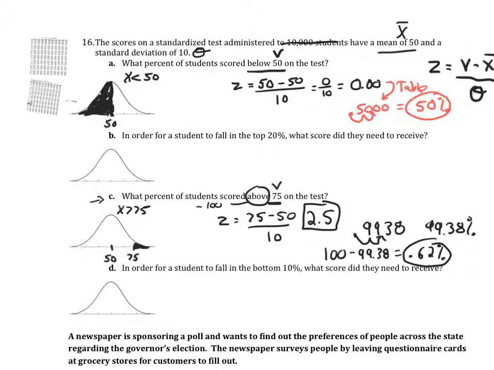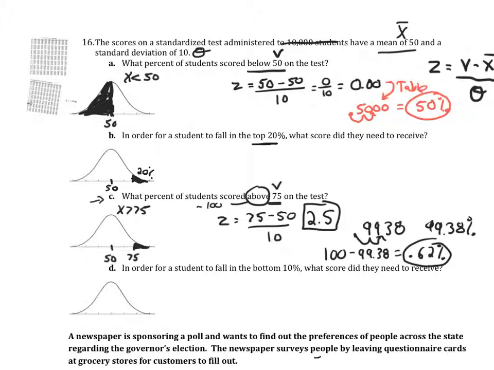All right, let's look at the second type of problem that you have. Now these ones, it says for B, let's go to B. It says, in order for a student to fall in the top 20%, what is the score? So this time they give you a percent. So let's do our bell curve. We're still going to put a 50 in the middle. This says top 20%. So we're going to just shade in the top area here, and we're going to put a 20%. Okay? So we're still going to use our same formula, but we have to work backwards.